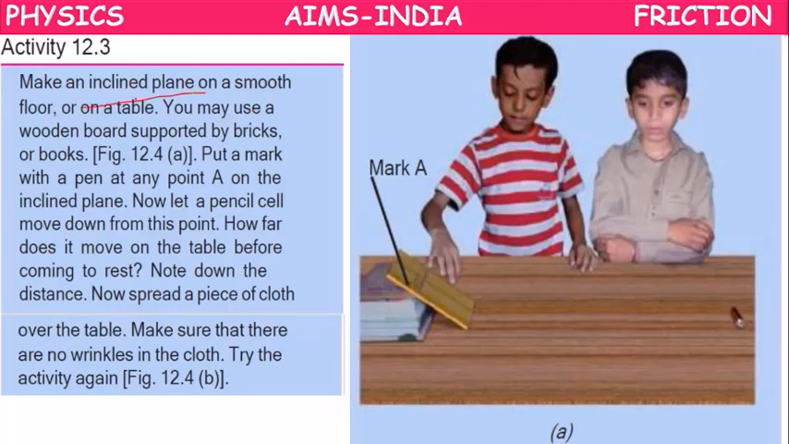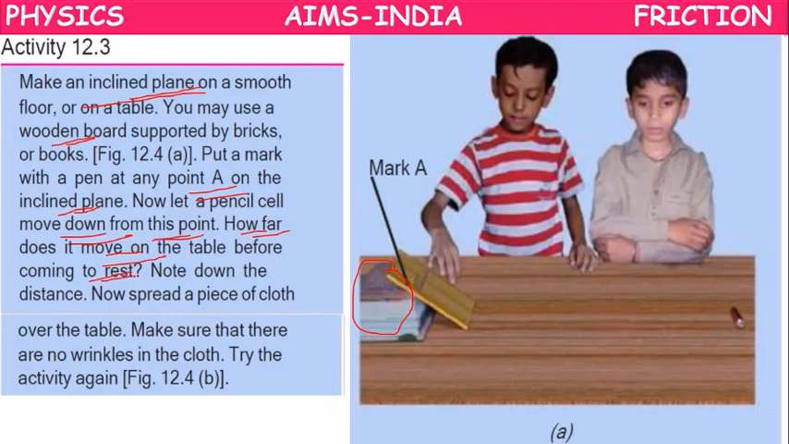So we have to make an inclined plane on a smooth floor or on a table. With a wooden board supported by books or bricks, we can make an inclined plane. So put a point A on the inclined plane. Now a pencil cell moves down from this point. How far does it move on the table before coming to rest? We have to note that down.